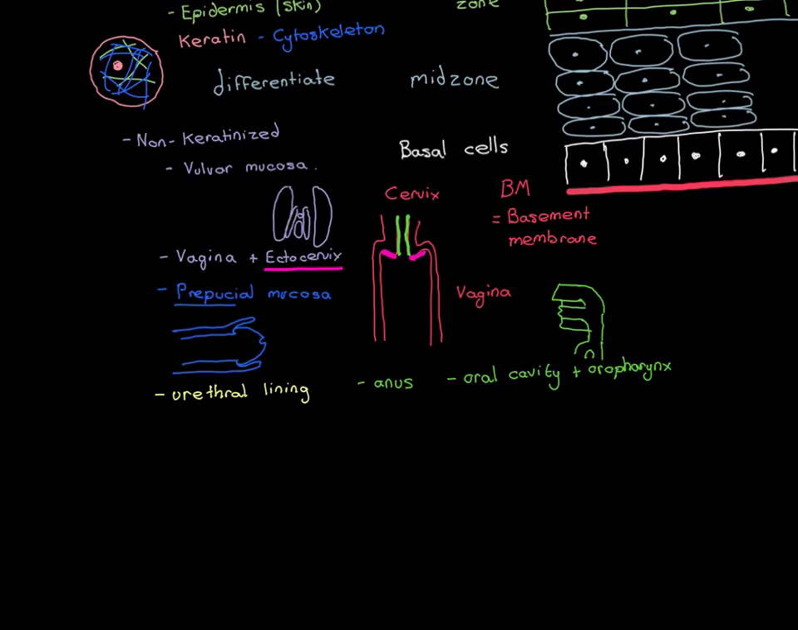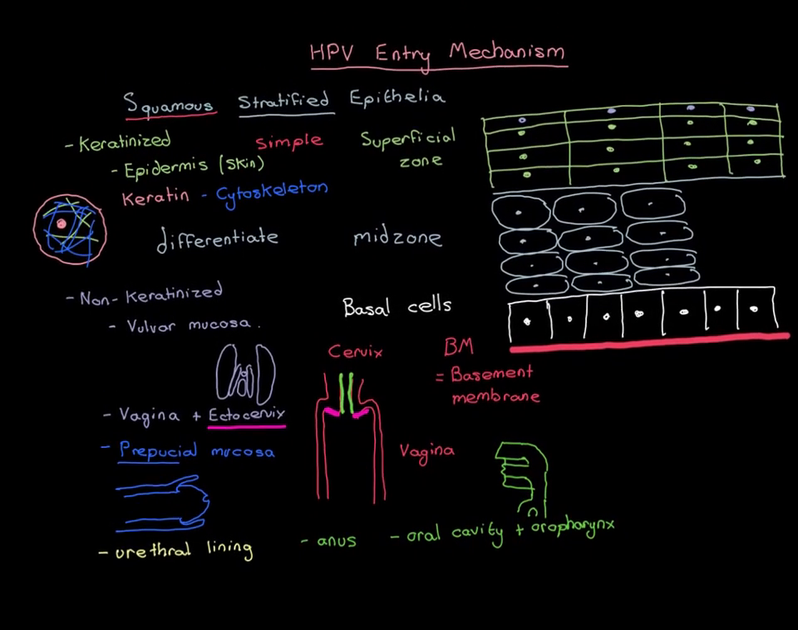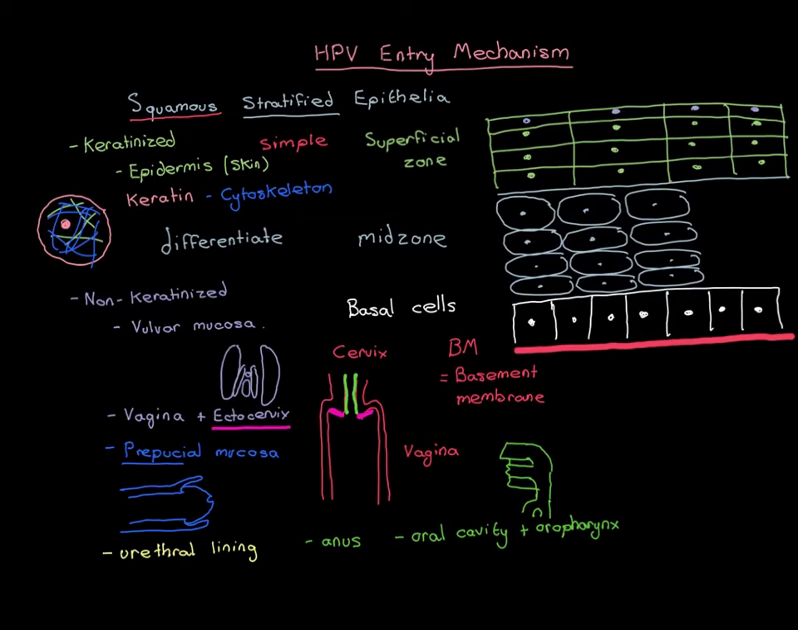Right, okay, so now we have talked about squamous stratified epithelia. So let me just summarise what we've learned, and then I want to talk about an important little point about what happens if you get a microabrasion to the squamous stratified epithelia.